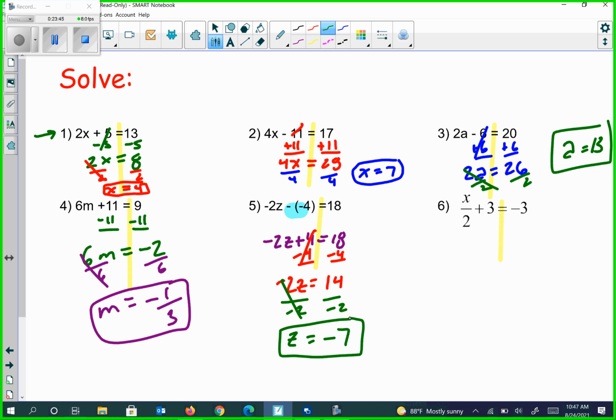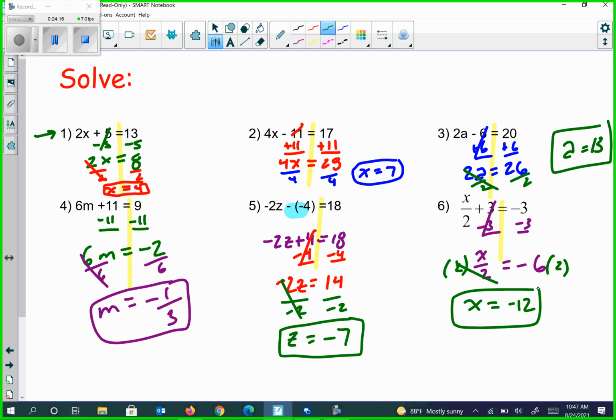Ooh, last one's a little bit different because we have x over 2, so we have a little division taking place. But I think let's take care of the number part first, because that's what we're dealing with. Agree? Last step. Go ahead. Multiply by 2. All right. Those cancel. X equals negative 12.